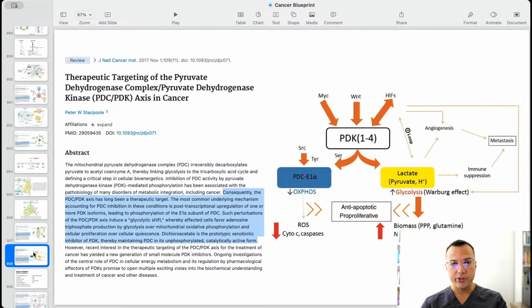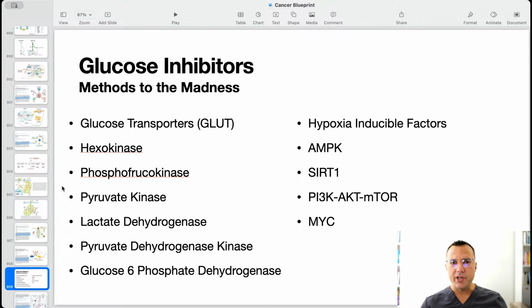We're also going to talk about the role of pyruvate dehydrogenase kinase, which is under the influence of hypoxia-inducible factors, as well as MYC, and how we can influence that. We've talked about this to some degree when we talked about dichloroacetate, but we may have to circle back and talk about that again. So the way I envisioned looking at this problem is to be very systematic and methodical about it.